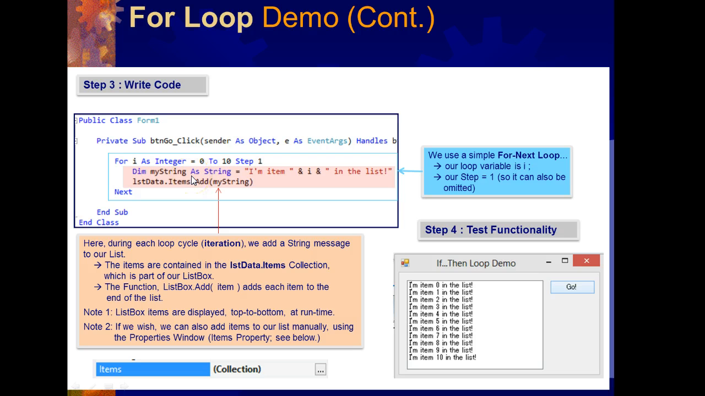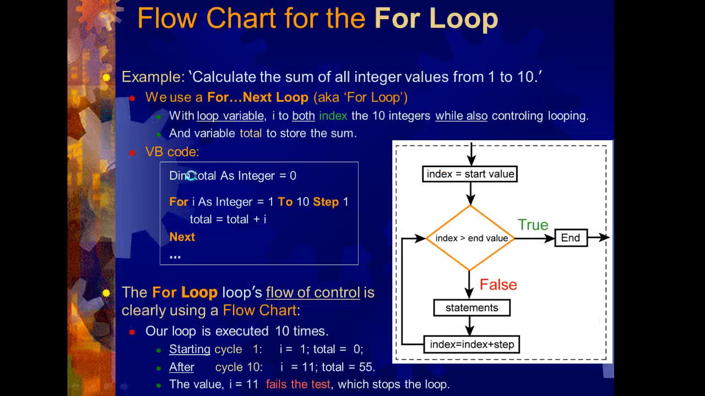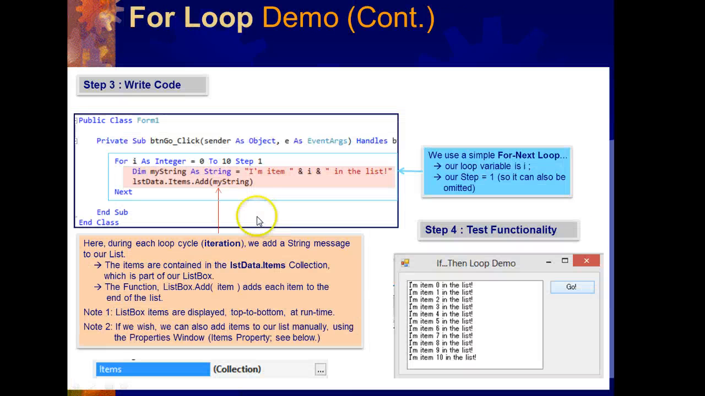Let's check it. What did we have here? We just had total equals total plus I. Now here we have something different. So what are we going to do inside this loop? First of all, it looks like we're going to be defining myString in every iteration. That's a little bit strange, but okay. We'll see what happens. It's like redefining the variable every time we go through the loop once.